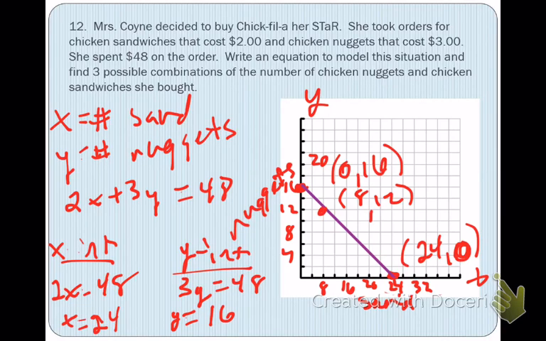And so it could be 8 sandwiches and 12 nuggets. 0 sandwiches, 16 nuggets. 24 sandwiches, 0 nuggets. Find another nice, pretty point, right? This is going to be 18, 6. It'll be 18 sandwiches and 6 nuggets. Now, any of these points that you choose, you're going to want to plug back into the equation to make sure that it works. So you plug in 8 for x and 12 for y. 8 times 2 is 16. 3 times 12 is 36. And that would need to work.